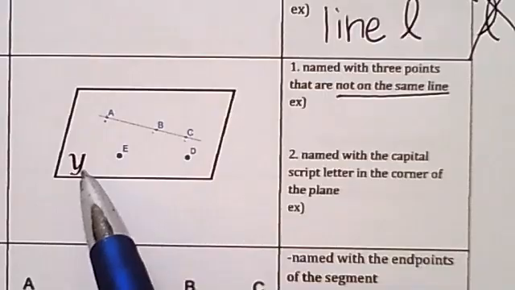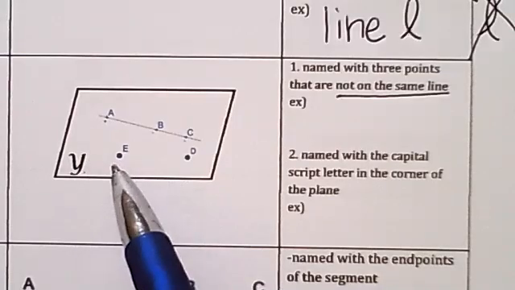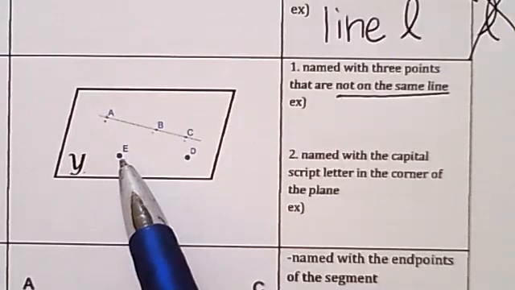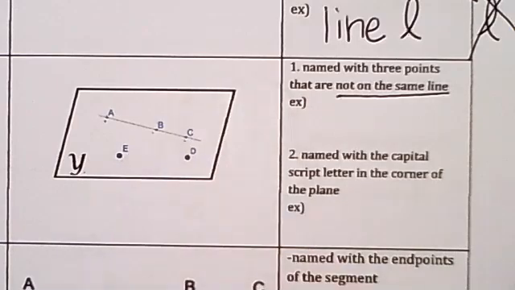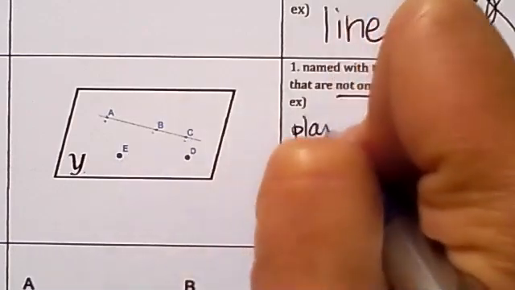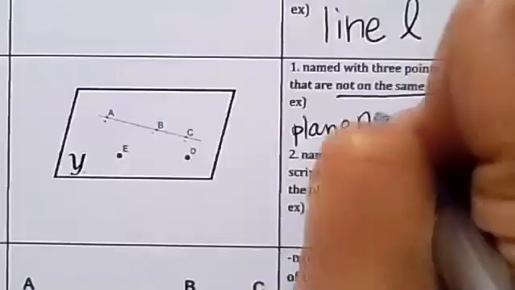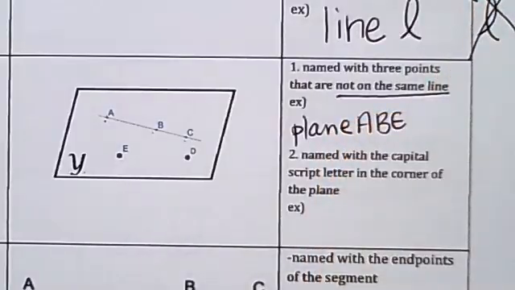I do want to point out that this Y is not a point. See how it's kind of fancier? That's supposed to be a cursive Y. I'll get to that in a second. But in order for it to be a point, it has to have the little point with the capital letter. So what did I say first? Plane A, B, E. So that's one way you can name it.